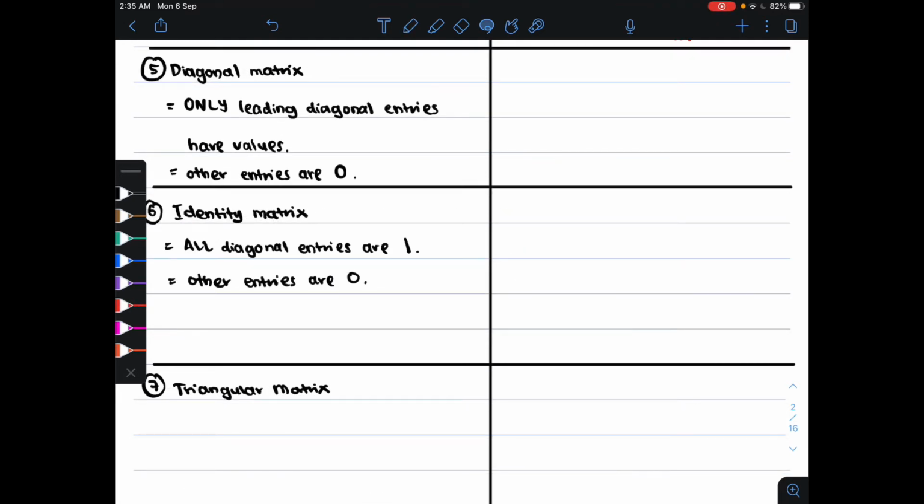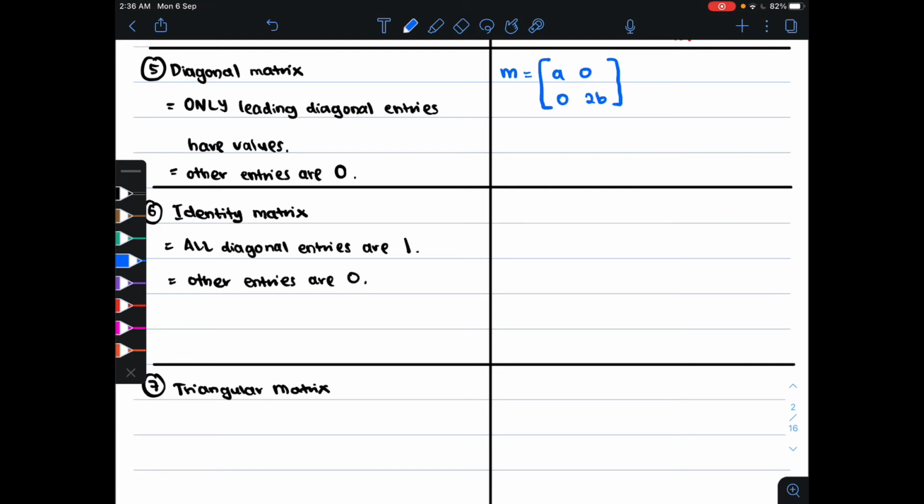For diagonal matrix, only the leading diagonal entries have values. Maksudnya, kat tengah-tengah tu saja yang ada value. Okay? All the other entries are 0. Maksudnya, kat tengah-tengah ni ada value, tetapi yang kat semua yang kat sebelah kiri kanan ni, semua tu adalah kosong.